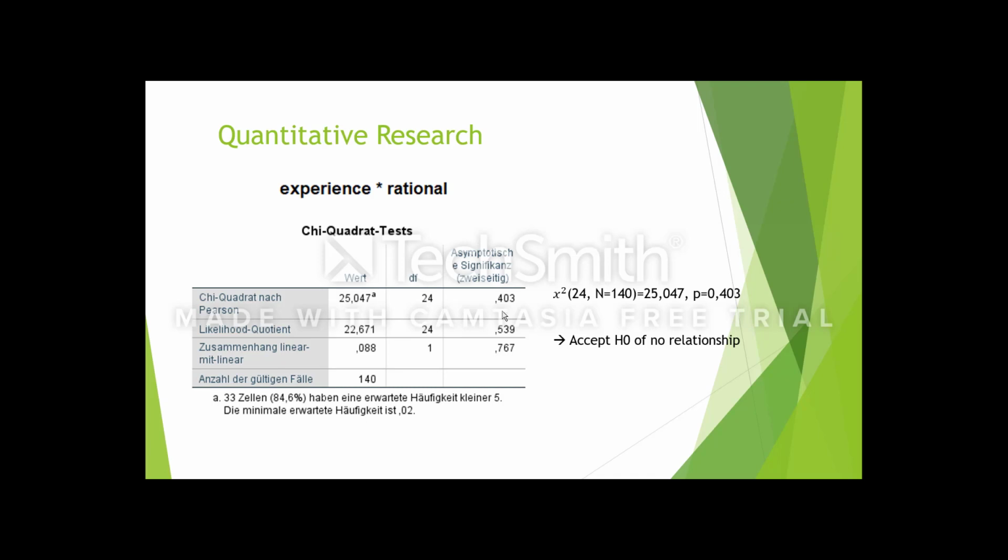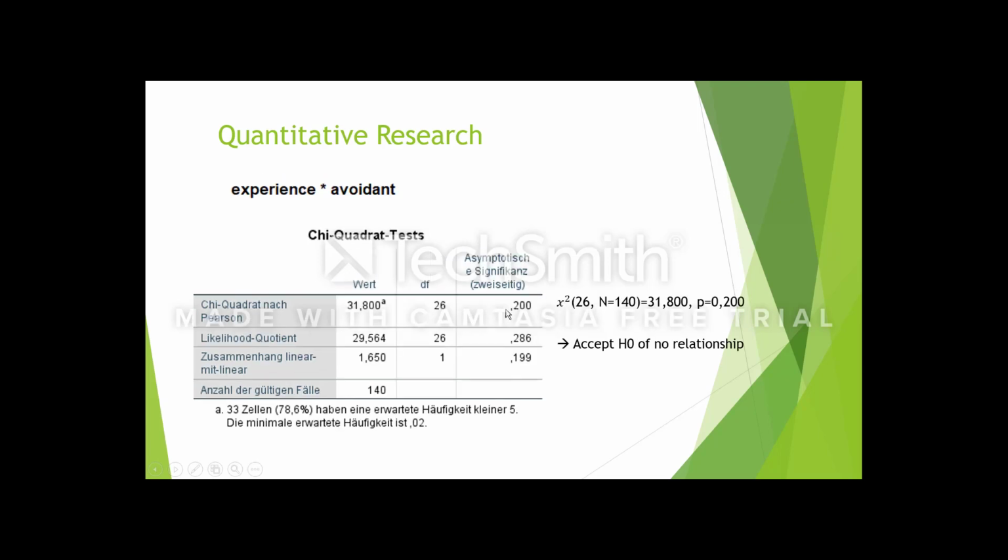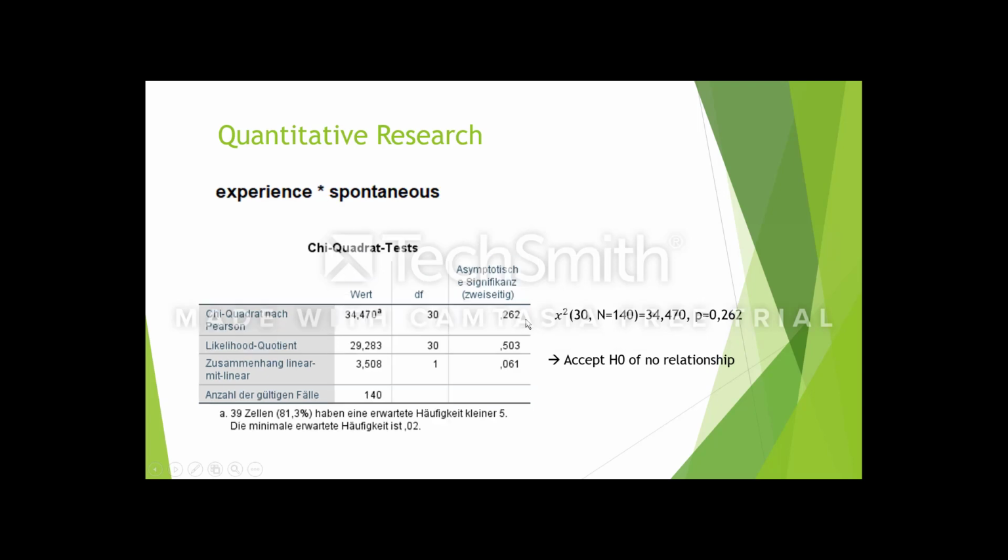I will shortly go through all of this once. Here again, above the significance level of 0.05. For intuitive, the same, it is nearly 1. Here is also avoidant. For spontaneous.